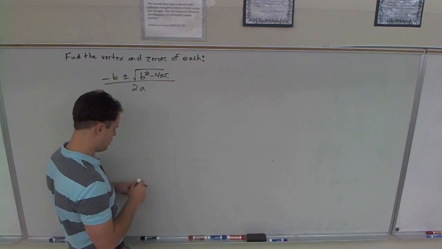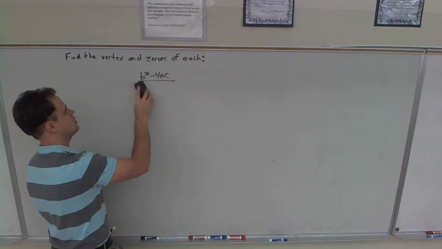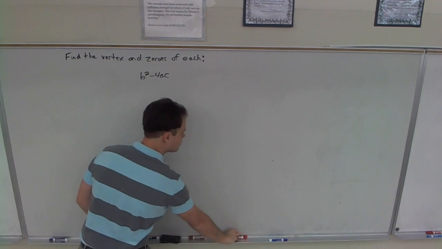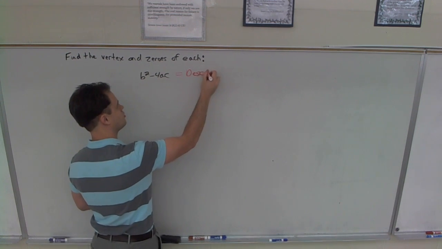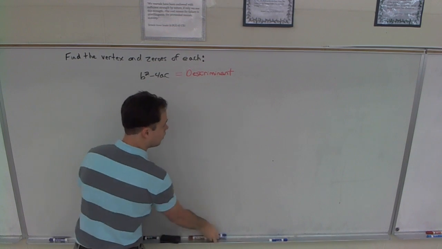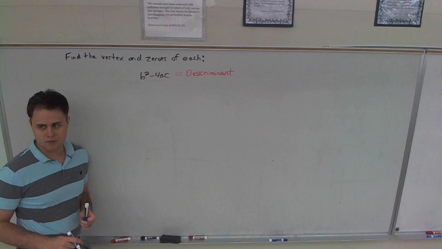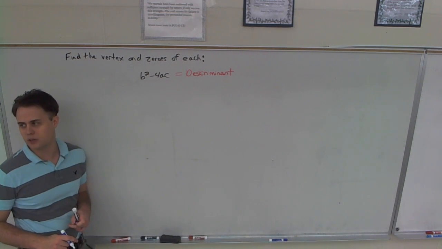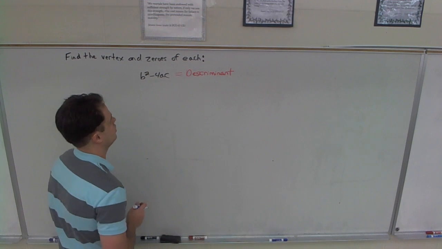So this guy inside, I'm just going to erase the surrounding part. This guy inside is called the discriminant. And it's what tells you how many zeros you're going to have. That's a nice shortcut to have access to. It's also useful in higher level math for a few things. So the discriminant tells you how many zeros you're going to have, so remember that.